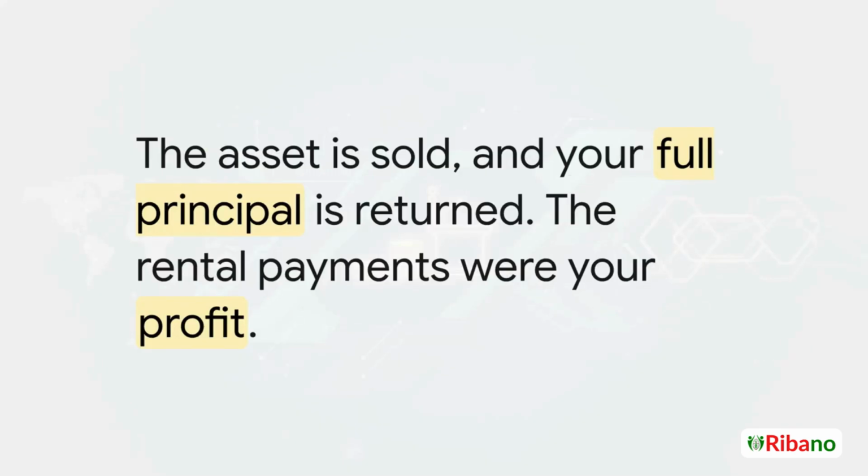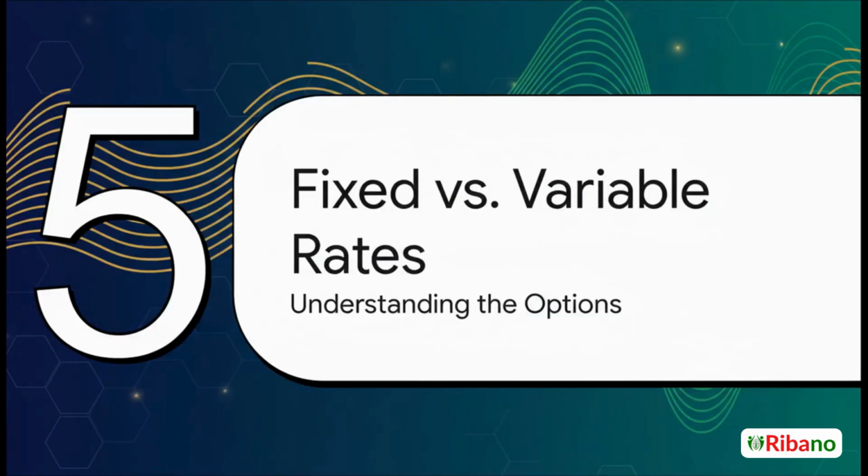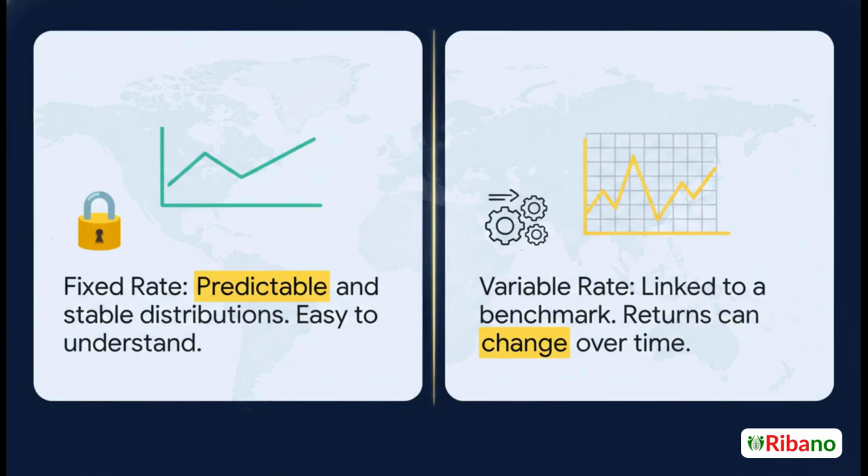So what happens after that last quarterly payment comes in? Well, at maturity, the underlying asset is sold, and your full principal, the money you started with, is returned to you. That whole series of rental payments you received, that was your profit. Your initial stake comes right back home at the end. Now that schedule we just looked at was for a fixed rate, but that's not the only way these can work. Let's take a quick look at the 2 main flavors of rental rates you're likely to see. On one hand, you have a fixed rate. That's exactly what we just saw. It's predictable, it's stable, and it's super easy to understand.